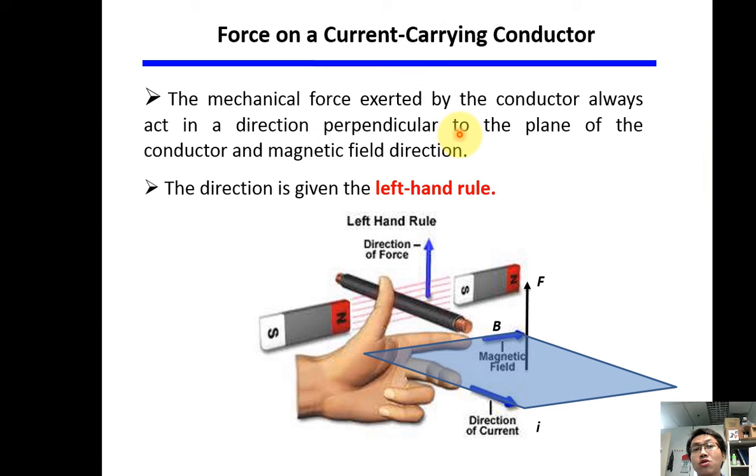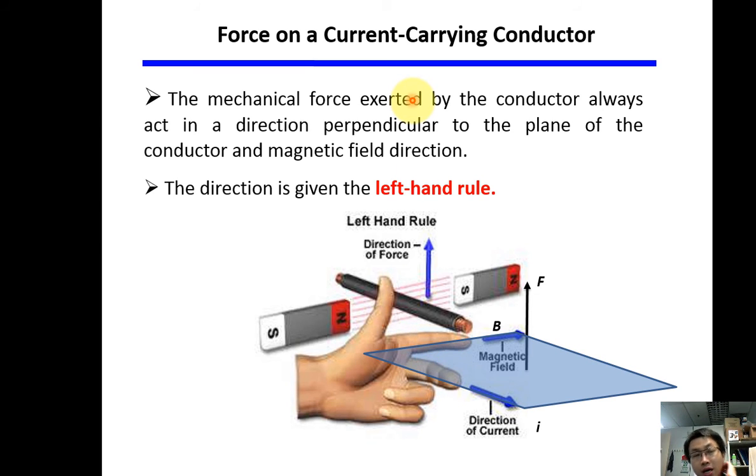So, we would like to put it in equation or engineering terms. The mechanical force exerted by the conductor always acts in a direction perpendicular to the plane of the conductor and the magnetic field direction. We call the direction given by the left hand rule. Make sure 90 degrees here, 90 degrees here. So 90 degrees this hand, this finger and this finger. 90 degrees this finger and this finger.